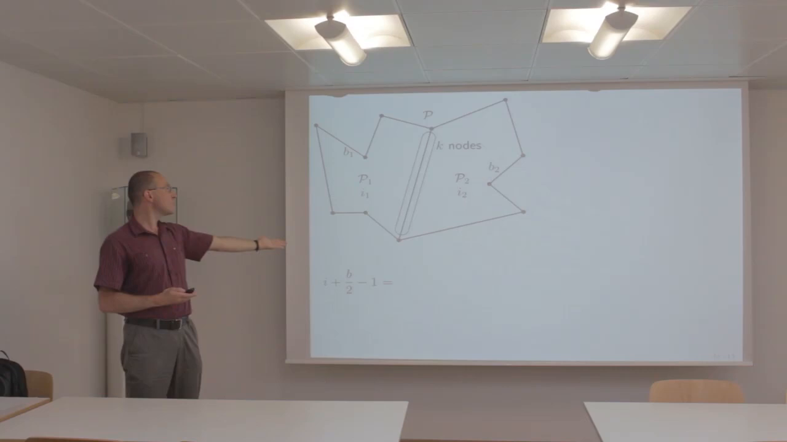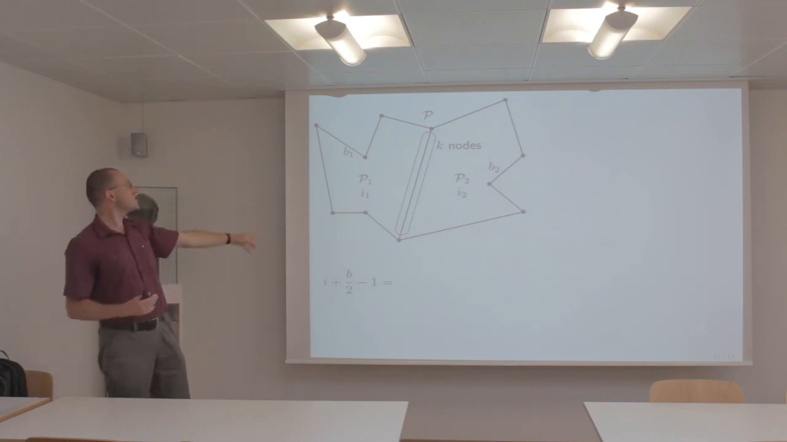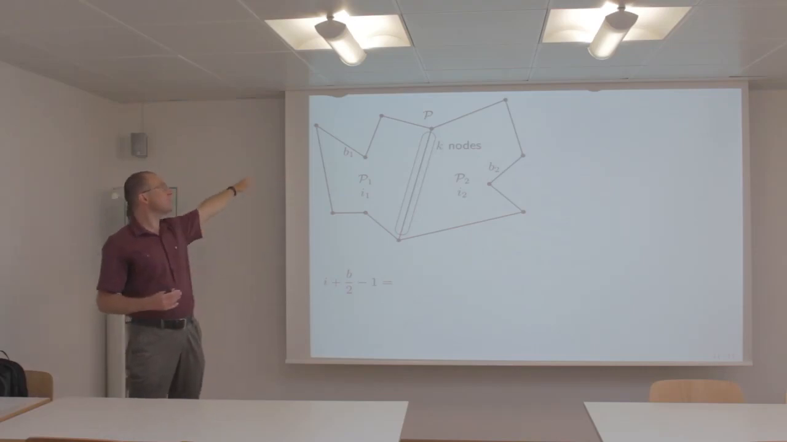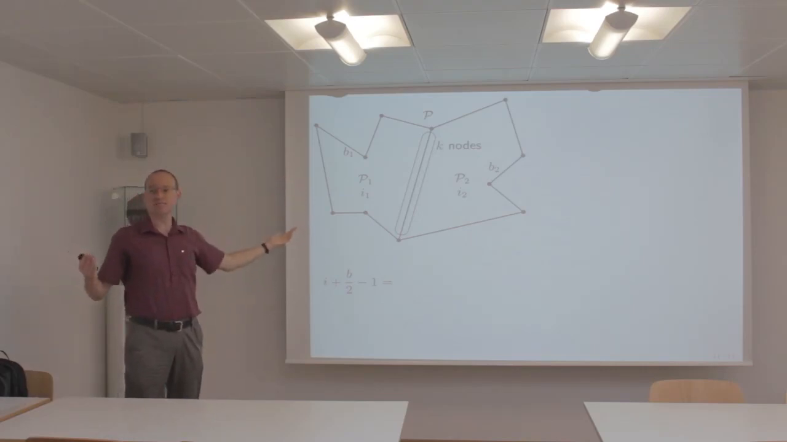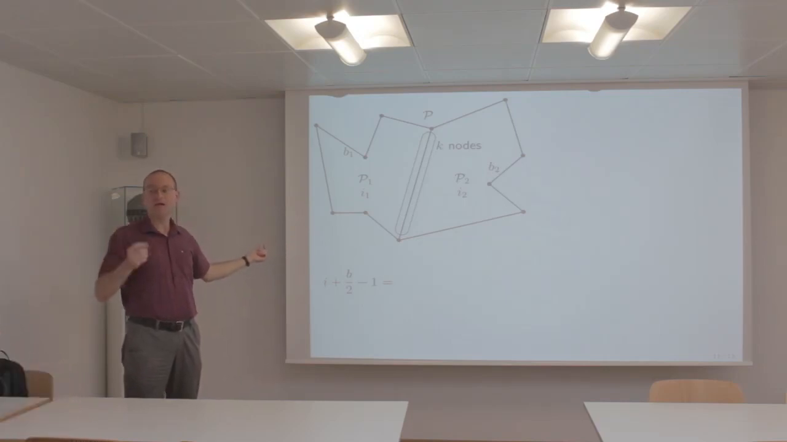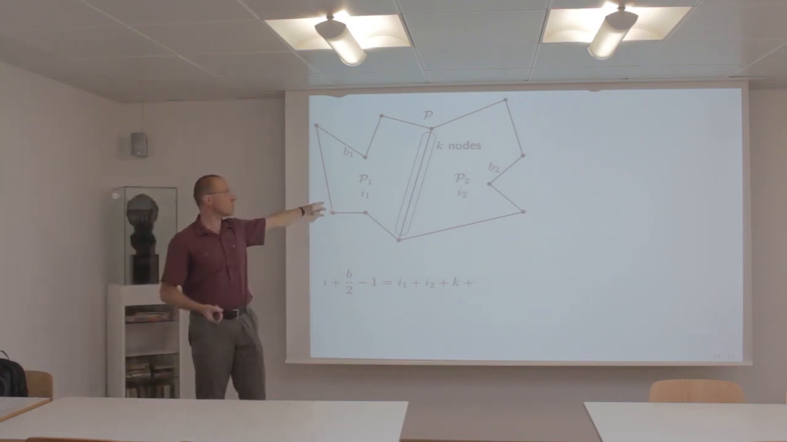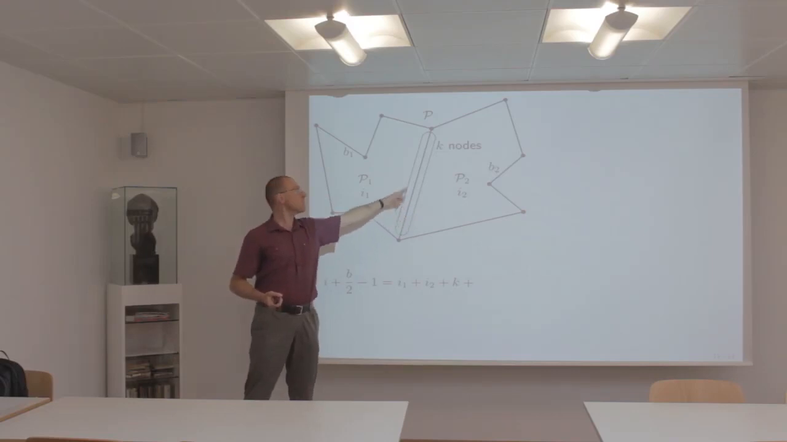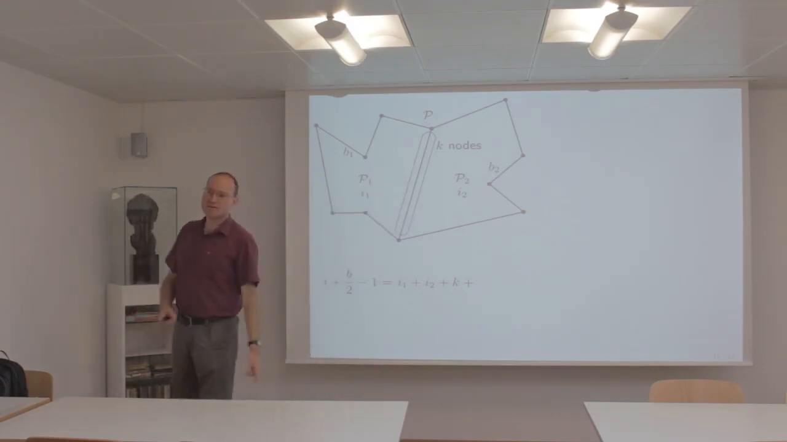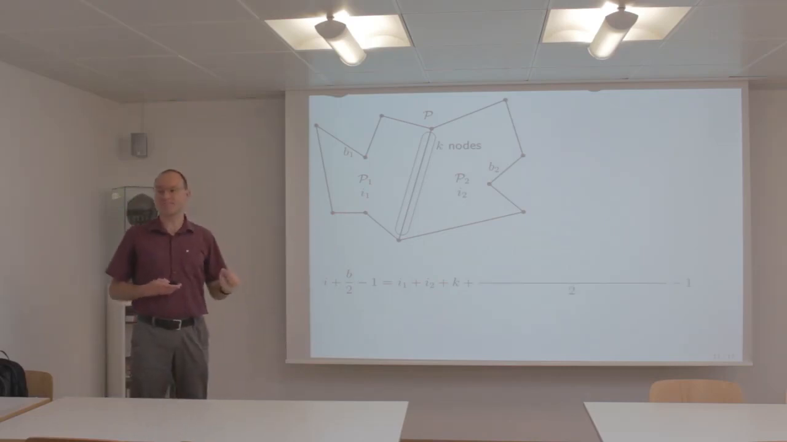Alright, let's look at the quantity from Pick's formula: I plus B over 2 minus 1. This is all that Pick's formula is about, this quantity. Alright, with this notation, what is I? What is the number of interior points for the big polygon? I1 plus I2 plus K. Absolutely. All interior points here stay interior for the polygon. All interior here are interior for the polygon. And all these K are also interior points for the polygon. Excellent. Then I need half the number of boundary points minus 1.